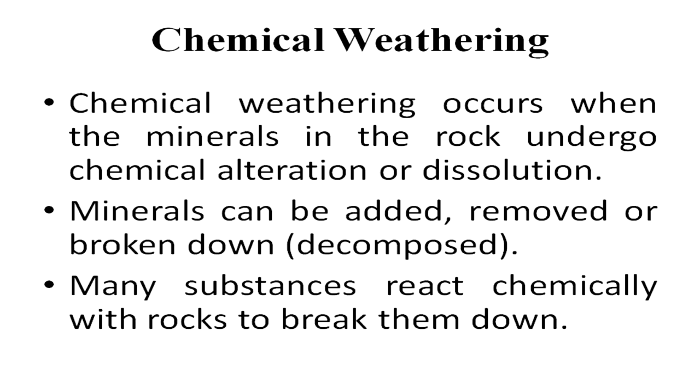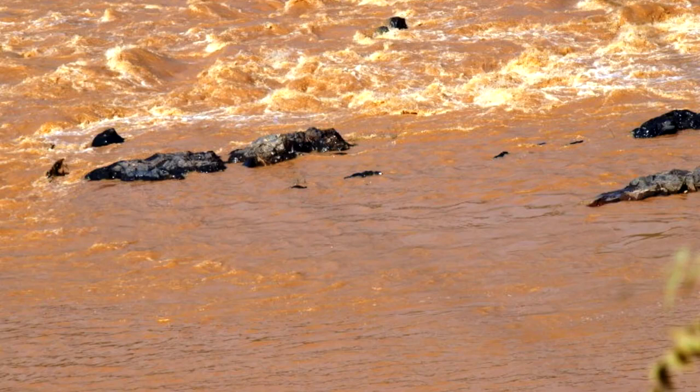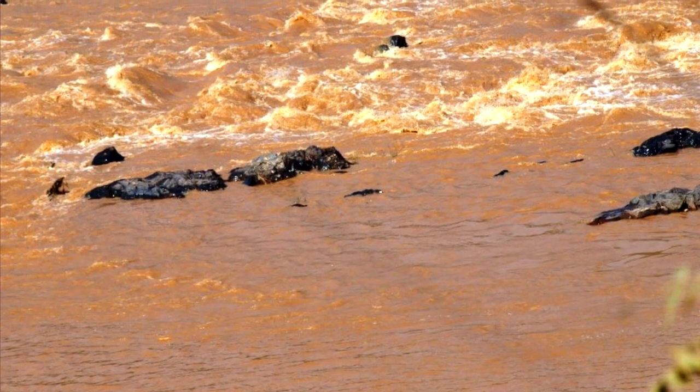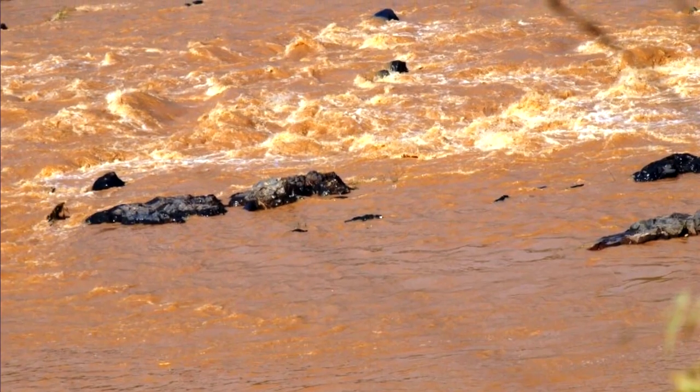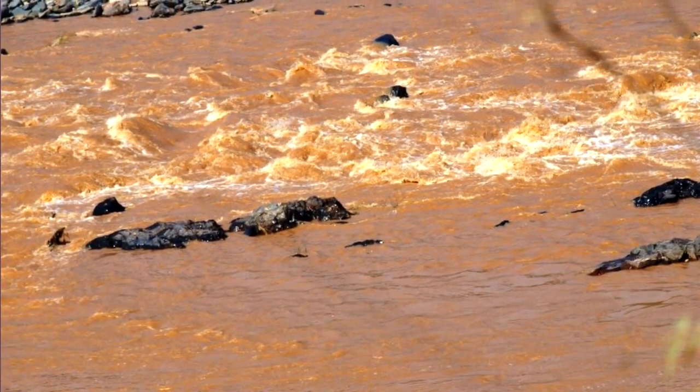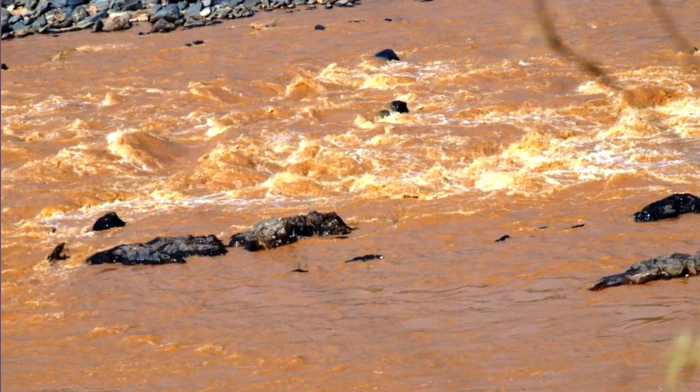Now, we come to chemical weathering. In chemical weathering, there is a change in chemical composition. This is the most important difference. Changes occur in the mineral composition of the rocks. Minerals can be added, removed or broken down. Many substances can react chemically with rocks to form secondary minerals.